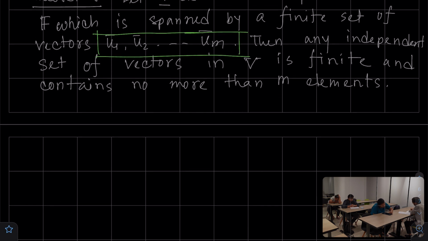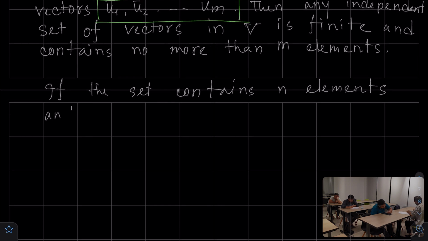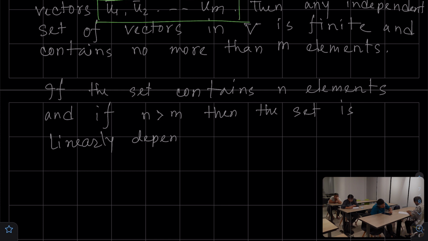So what we can do for the proof is we can prove that if the set contains n elements and if n is greater than m, then the set is linearly dependent, right?